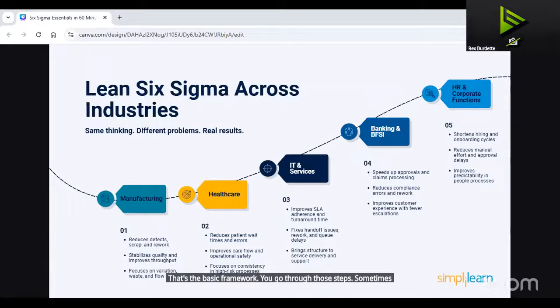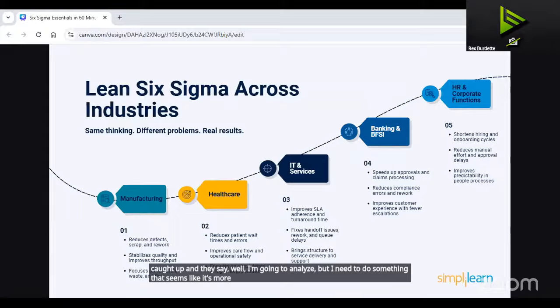Sometimes people get caught up and they say, well, I'm going to analyze, but I need to do something that seems like it's more defined. That's okay. You go back and use that tool. You can use the tools wherever you want. And the more you become an expert with these tools and with these methodologies, the more you'll realize that I can use whatever tool I want in any phase I'm in.